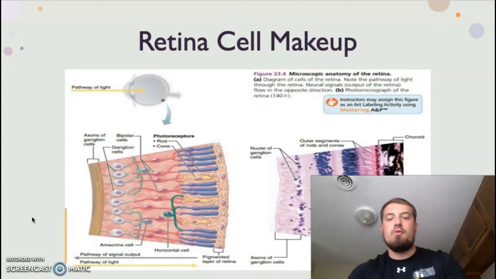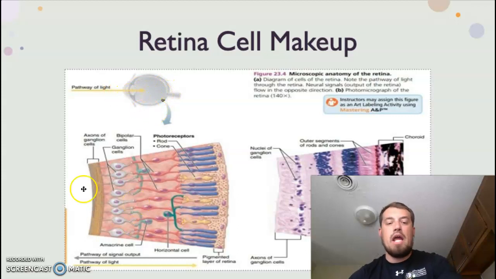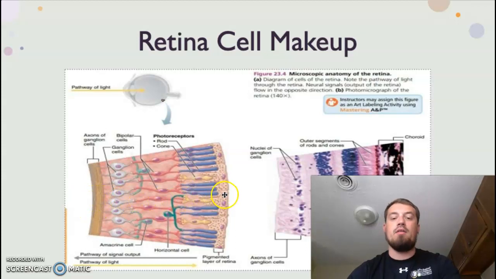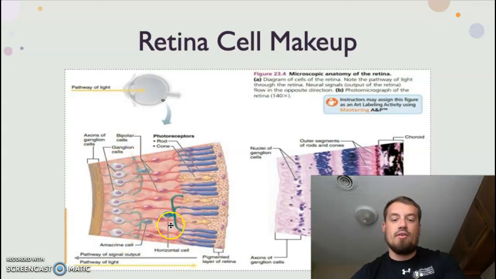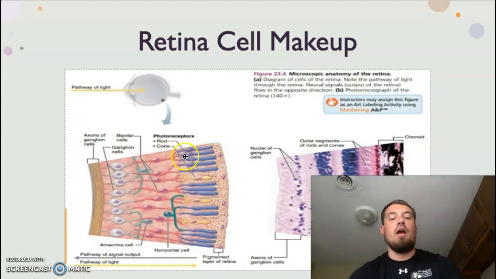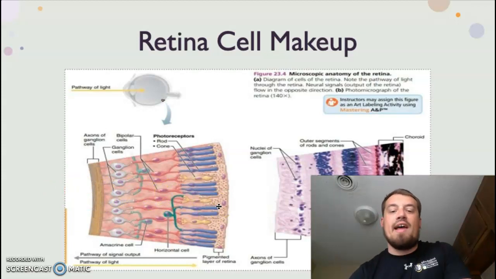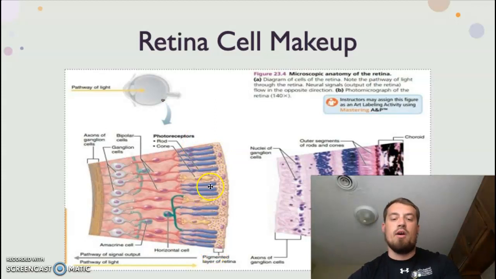So this slide here shows you a broken down retina cell. As you can see, the pathway of light travels into the eye here, and then the light would travel left to right on this diagram. So you can see the ganglion cells, then the bipolar cells. The horizontal cells are kind of a middleman to the photoreceptors. And then you get to the photoreceptors that are the rods and cones. So like I said, the light would travel left to right. And once that light travels through to the end where the rods and cones, the photoreceptors, are, then it will travel back right to left and give us that signal output.